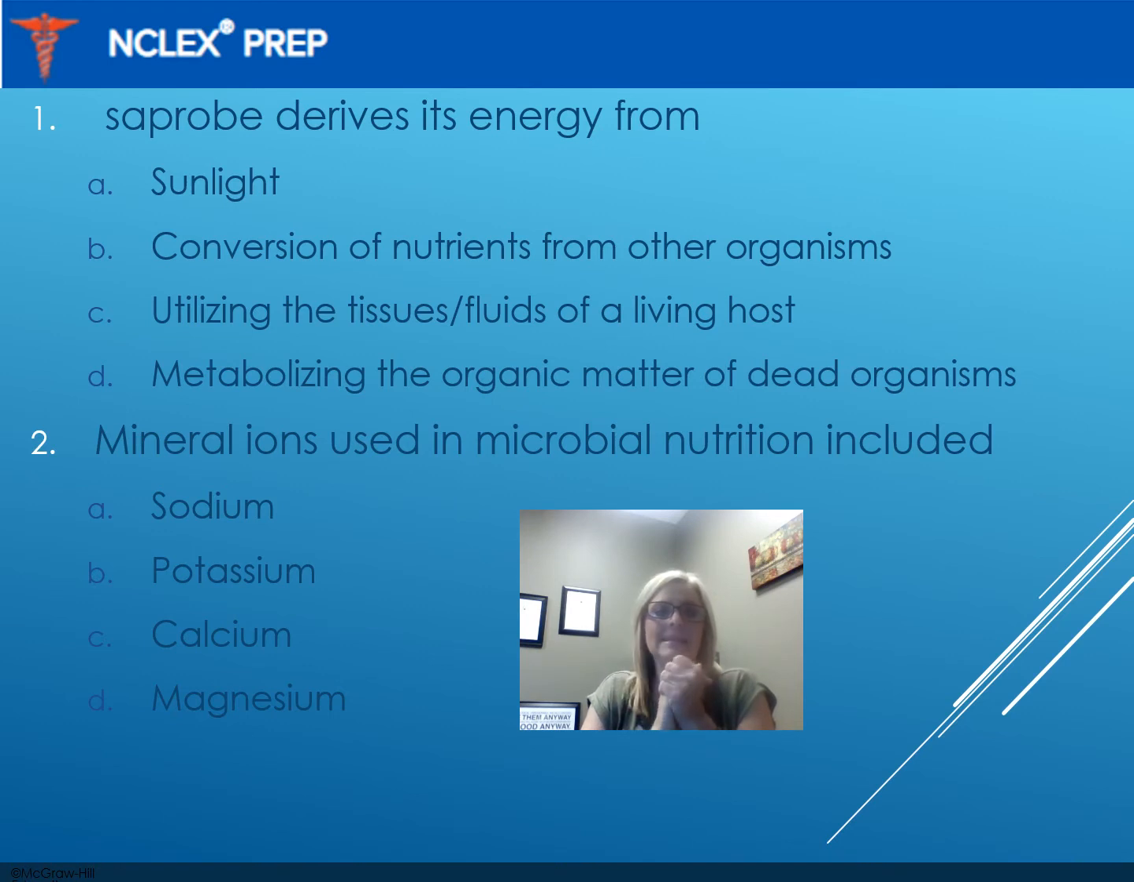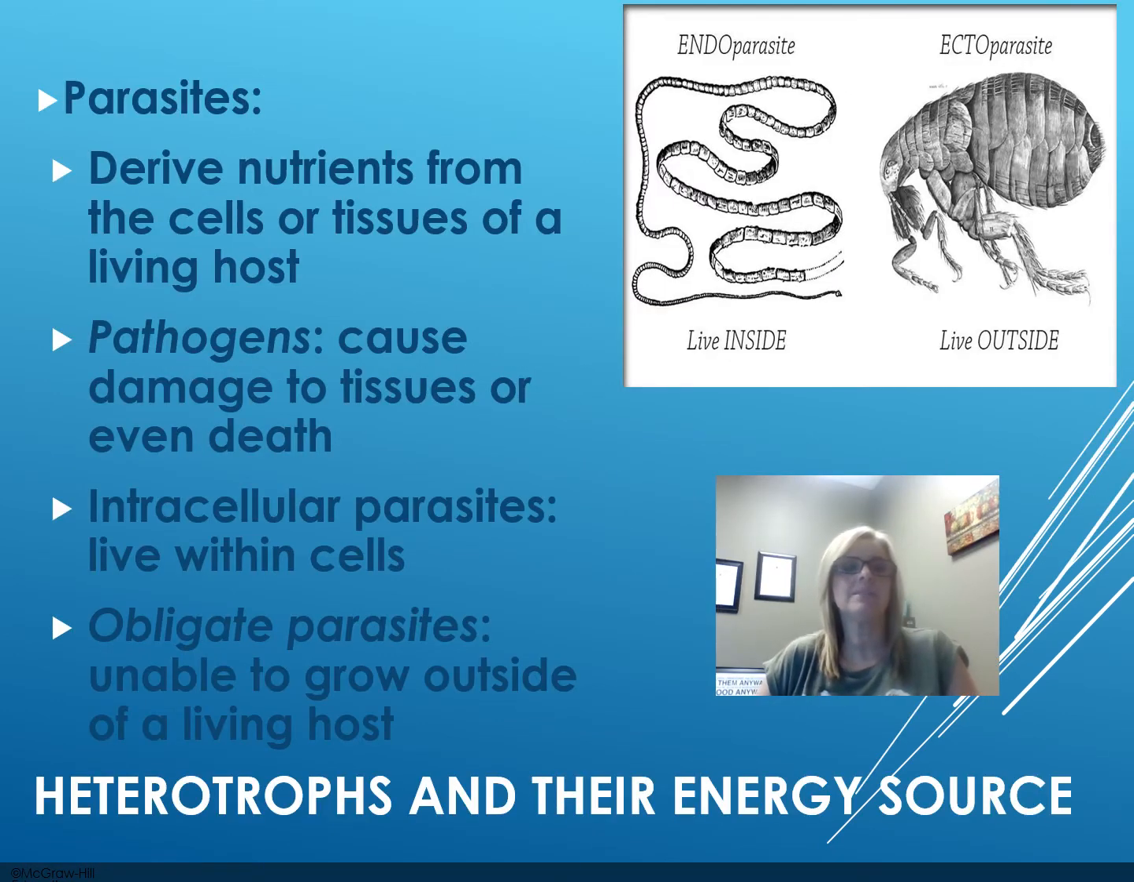And that will be demetabolizing. The next one is: mineral ions used in microbial nutrition include sodium, potassium, calcium, or magnesium. So pause. All right, this one's tricky because it didn't say select all that apply, but it is all of these. Okay, so the next one, chemoheterotroph, was a parasite.